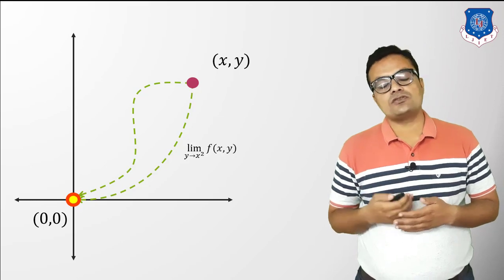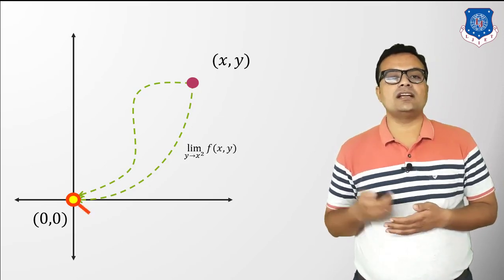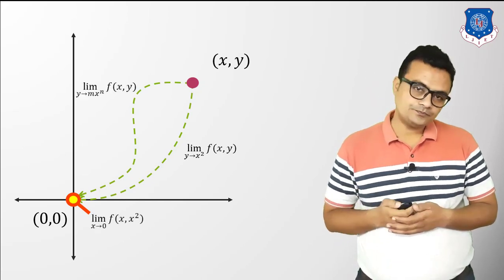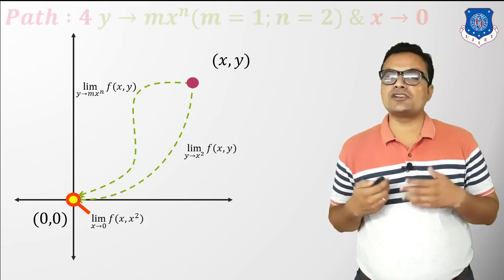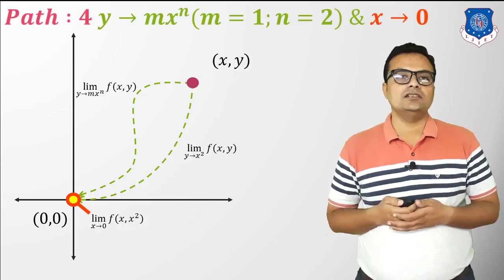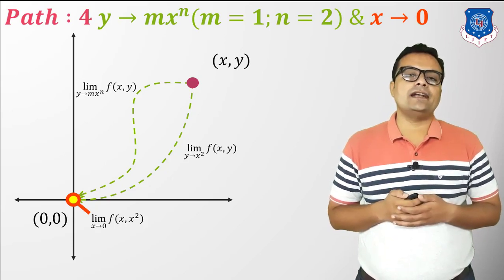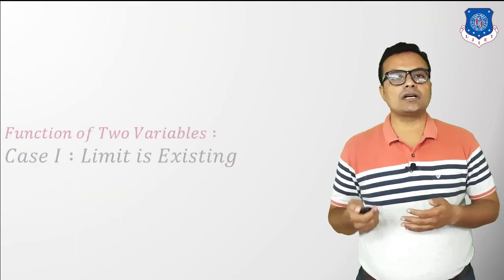So in first case I am taking y tending to x square, and then in the neighborhood I will take x tending to 0. Second path is y tending to mx raised to n. This is generalization of all curved paths. So in general, this fourth path, y tending to mx raised to n and x tending to 0, consists of infinitely many such curved paths.